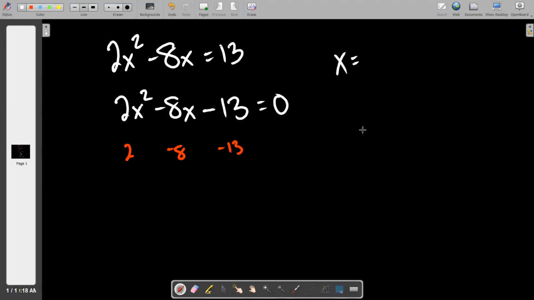What's first? Quadratic formula is negative b. That's the second time in a row you guys have tried to pull a fast one and make it start with negative a, so watch out. It's opposite b, and then we go plus or minus the square root of. What's negative 8 squared?